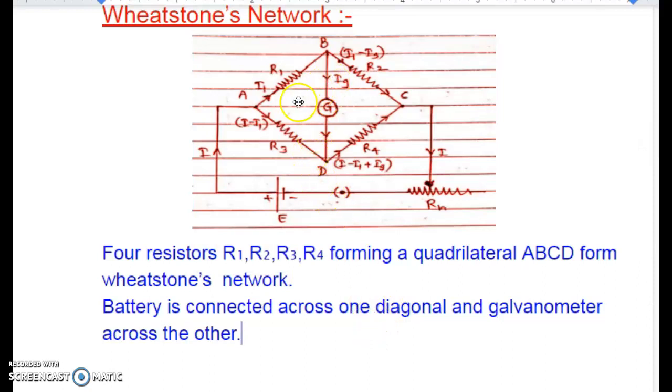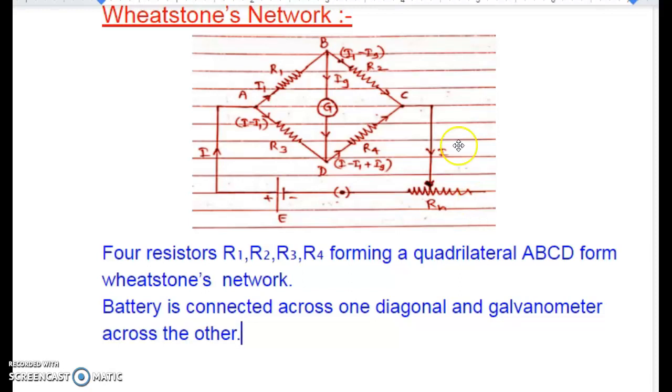Now what we do is, a battery is connected across one of the diagonals, AC here, and a galvanometer is connected across the other diagonal, and then this particular network is said to be your Wheatstone's bridge.